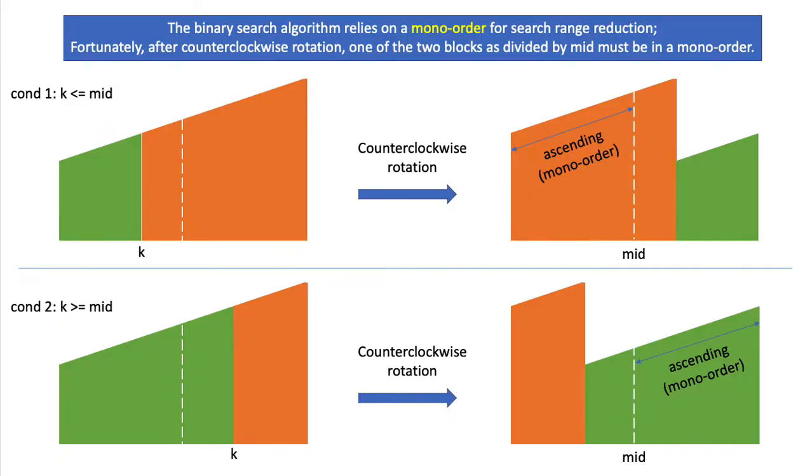If you are familiar with the binary search algorithm, you know that it relies on a mono order for search range reduction. Fortunately, after counterclockwise rotation, one of the two blocks, as divided by mid, must be in a mono order, specifically when k is less than or equal to mid. After counterclockwise rotation, the first block here, before mid, is in ascending mono order. The second condition is when k is larger than or equal to mid. After counterclockwise rotation, the second block here after mid is in ascending mono order.